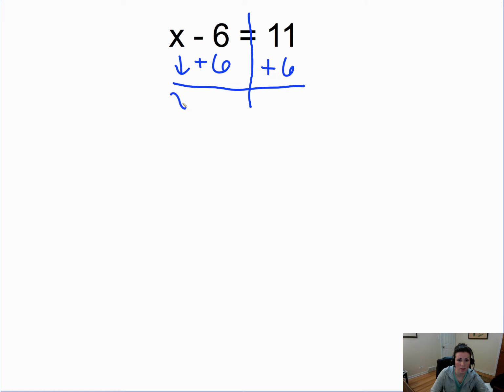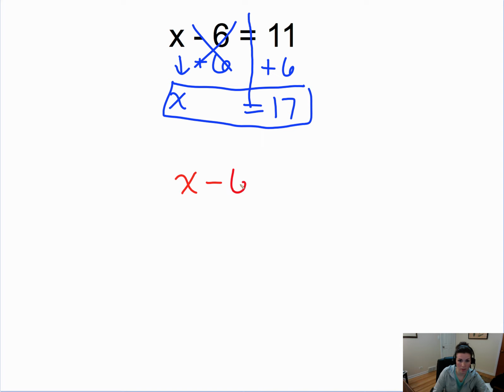Bring down the x. Negative 6 plus 6 is 0, so those cancel. Bring down my equal sign. 11 plus 6 is 17. So my answer is x equals 17, but I want to check it to make sure.